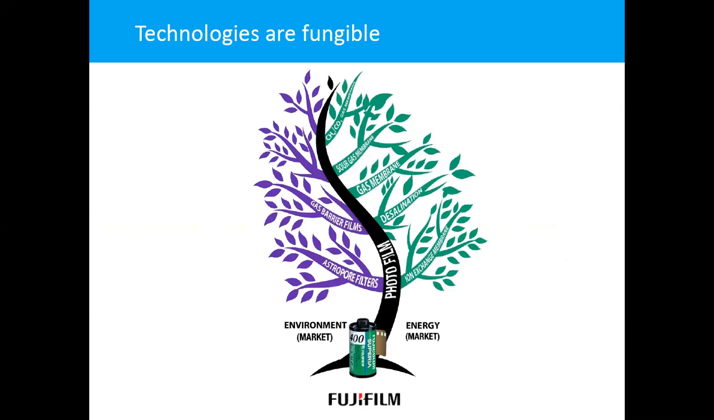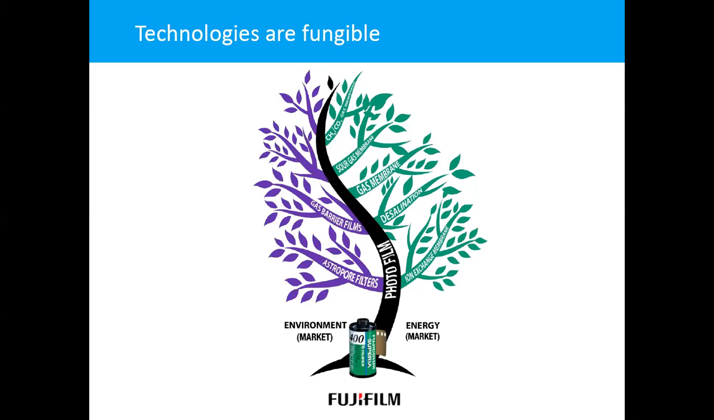Let's look at some examples why. So technologies in nature are fungible. You can use the same technology or the same innovation, the same unique abilities, to create different offerings and address the needs of different types of customers. In the example that you see here is a company called Fujifilm from Japan that used to produce photography film.